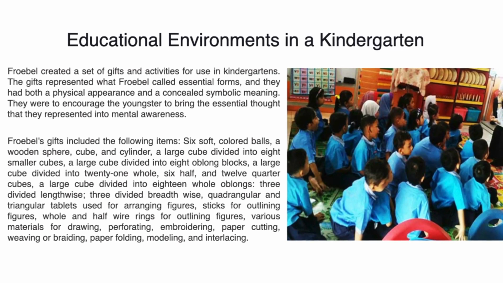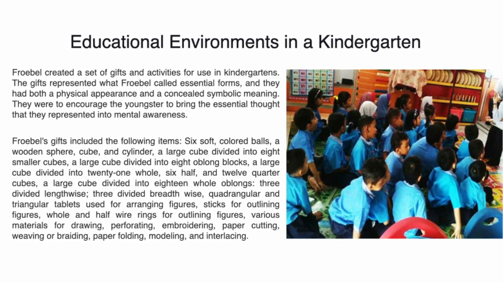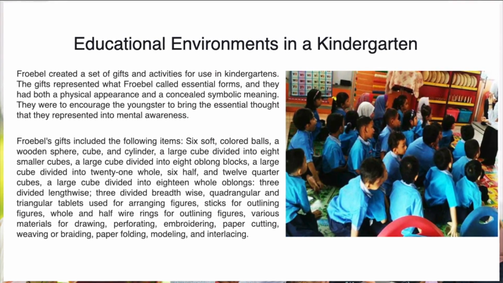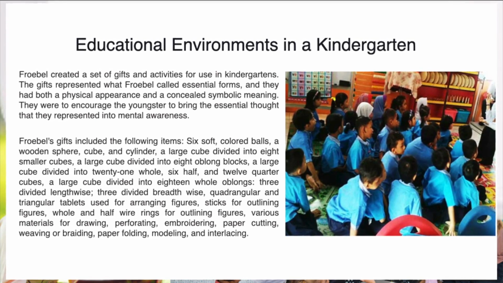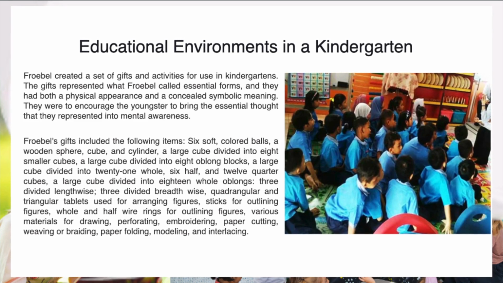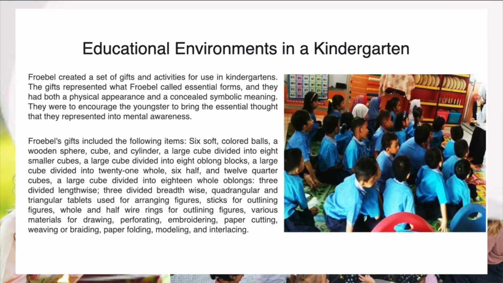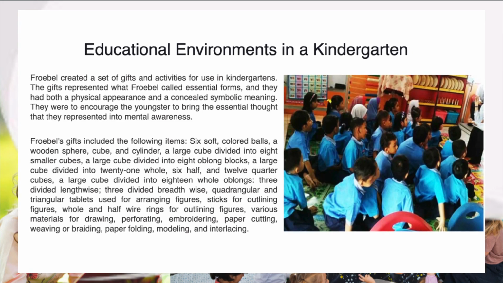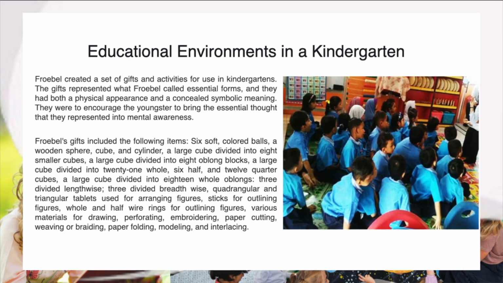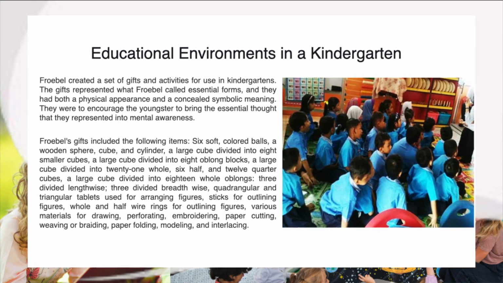In the educational environment of kindergarten, Froebel created a set of gifts and activities. The Froebel gifts included the following items: 6 soft colored balls, a wooden sphere, cube, and cylinder. A large cube divided into 8 smaller cubes. A large cube divided into 8 oblong blocks. A large cube divided into 21 whole, 6 half, and 12 quarter cubes. A large cube divided into 18 whole oblongs, 3 divided lengthwise, 3 divided breadthwise.